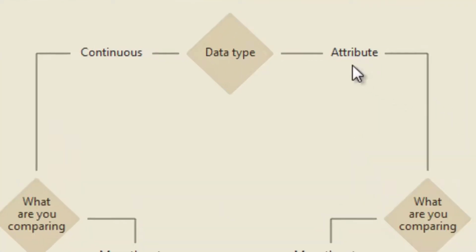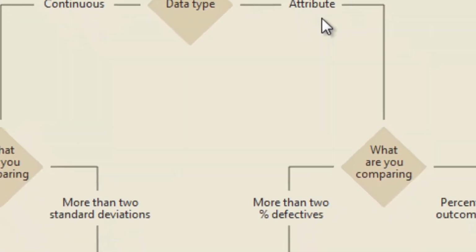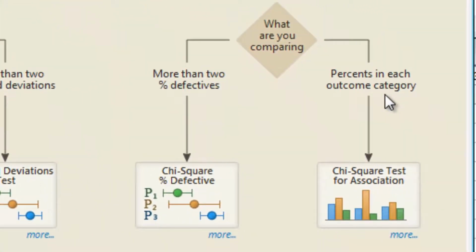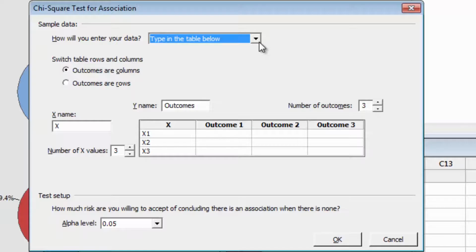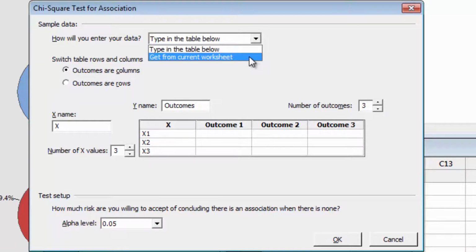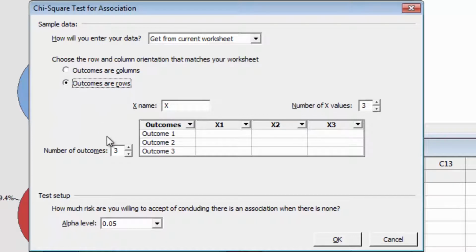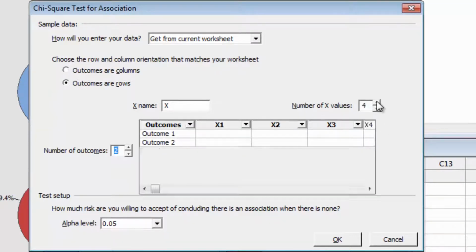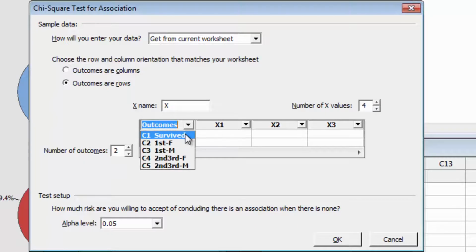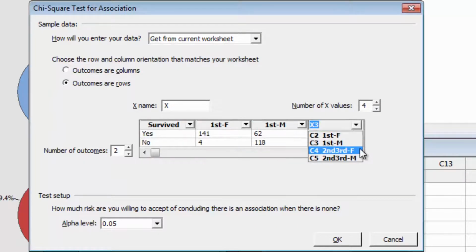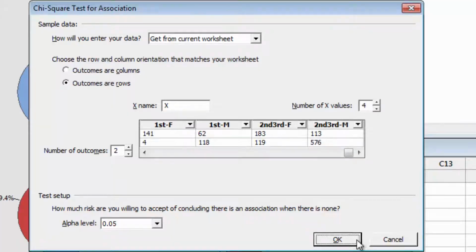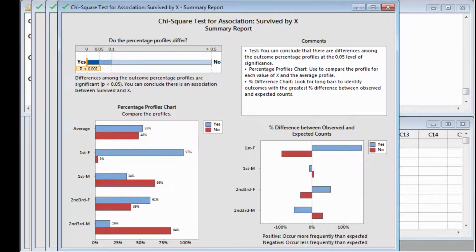We know we have attribute data, and we want to compare percentages in outcome categories, so the chi-square test for association is appropriate. We already have summarized data in our worksheet, and the outcomes are rows. We have 2 outcomes and 4 X values. Select the appropriate columns to complete the dialog box. The assistant produces a report card, a diagnostic report, and a summary report that gives you the test results without a lot of statistical terminology.